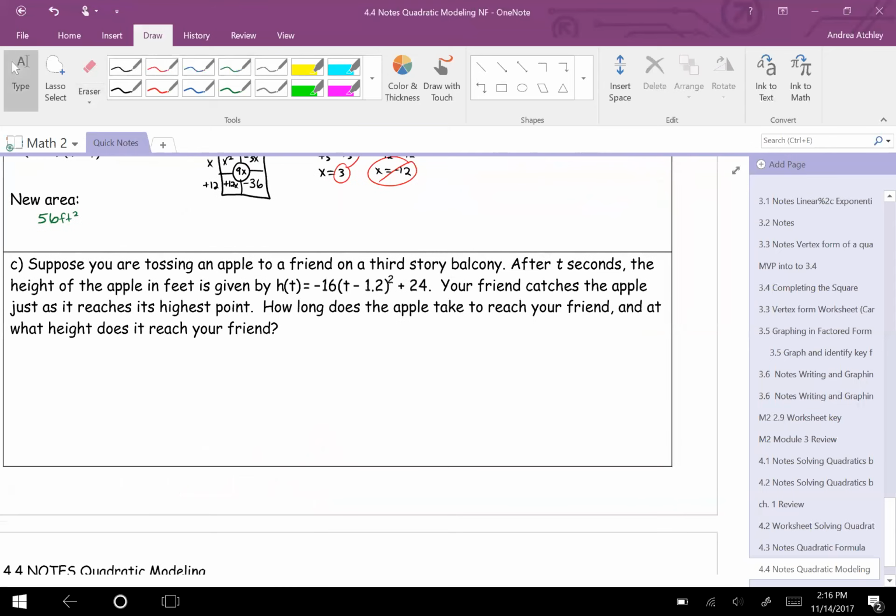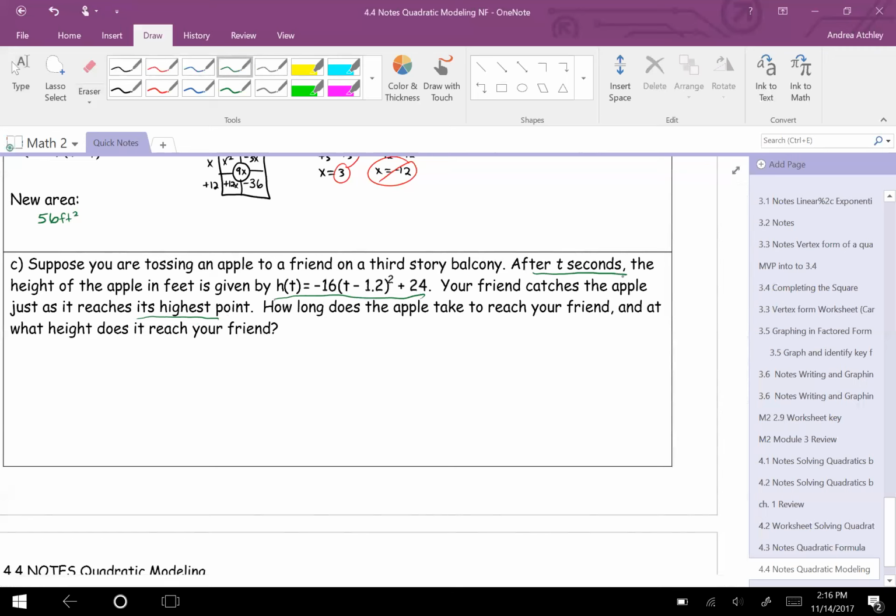Okay, suppose you're gonna toss an apple up to a friend in a third-story balcony. After t seconds, the height of the apple in feet is given by that wonderful function: H of t equals negative 16 times the quantity of t minus 1.2, the whole thing squared, plus 24. Your friend catches the apple as it reaches its highest point. This equation is important. The highest point is important, and t seconds is important.